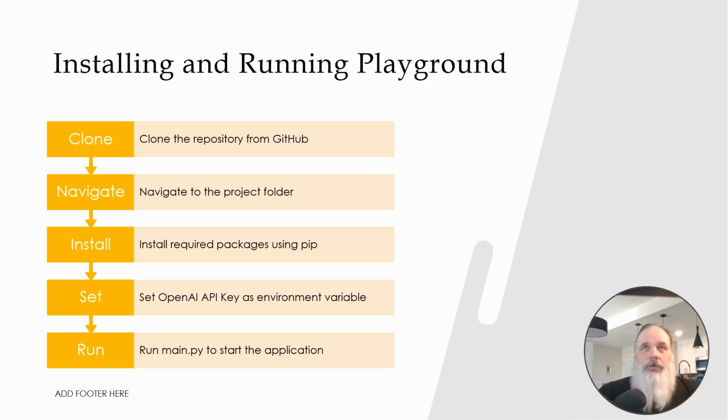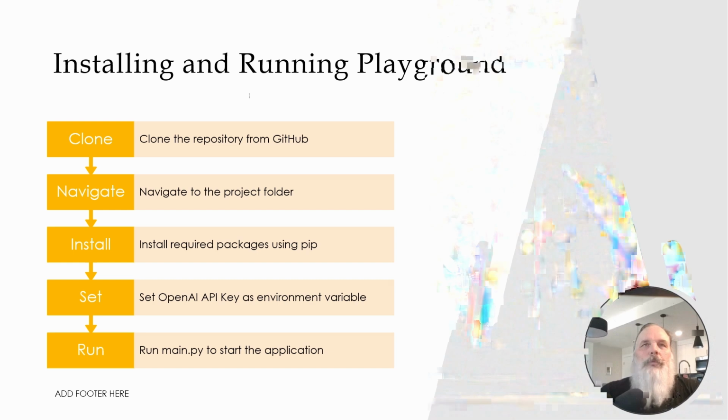So we'll talk about installing and running. We'll talk about how to clone the repository, navigate to the project folder, install required packages using pip, either setting an OpenAI key as an environment variable or using a .env file, and then just running the main application as you normally would any other sort of application.